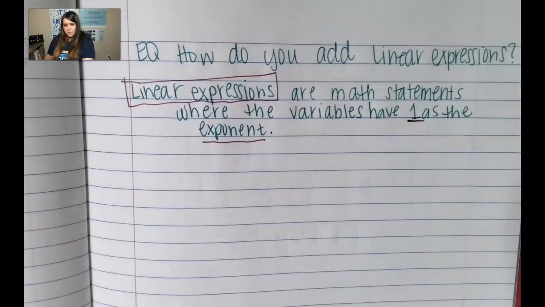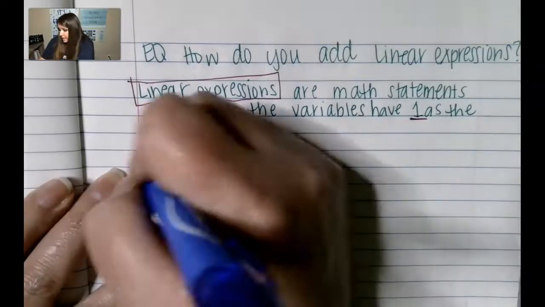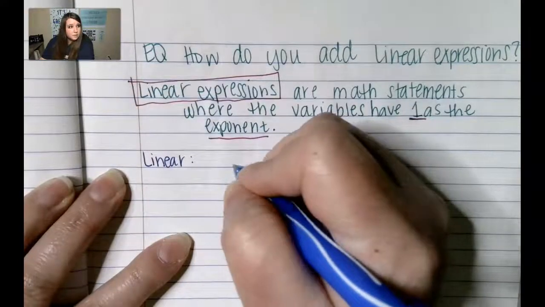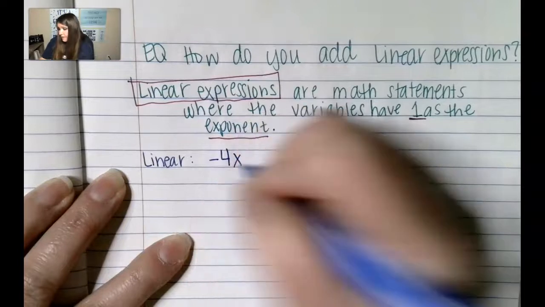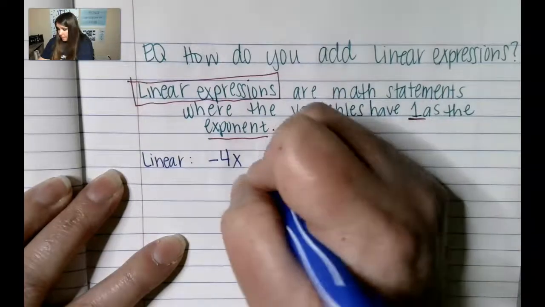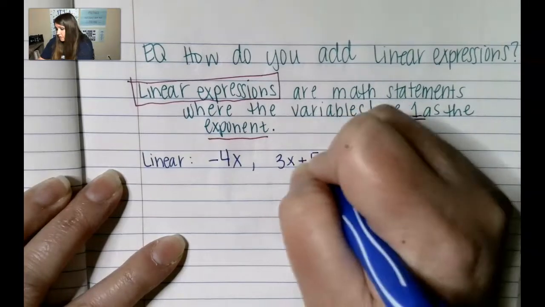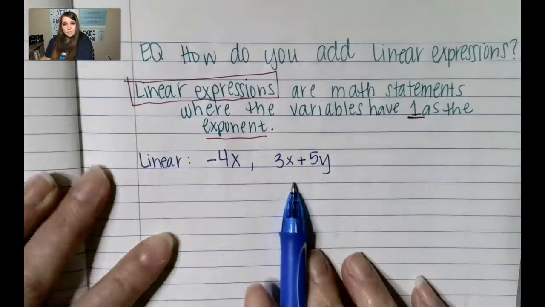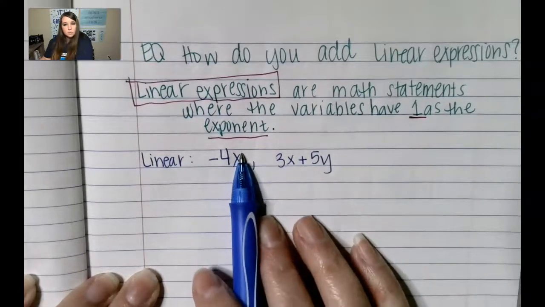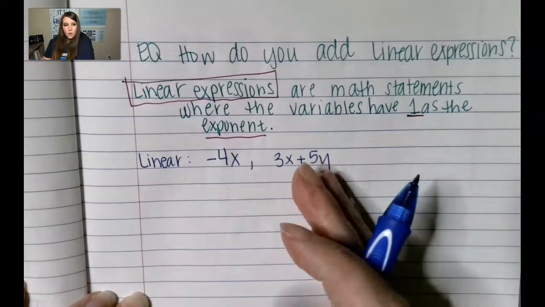Okay, so let's give you some examples of linear expressions. So this is a linear expression, this right here. I have negative 4x. That is an example of a linear expression. Another linear expression would be 3x plus 5y. Notice the value has an exponent of 1. It's 1 because it's invisible. There's only one x and only one y.